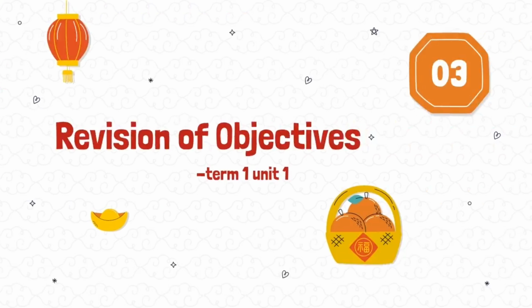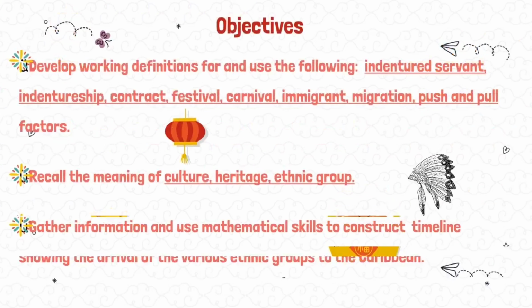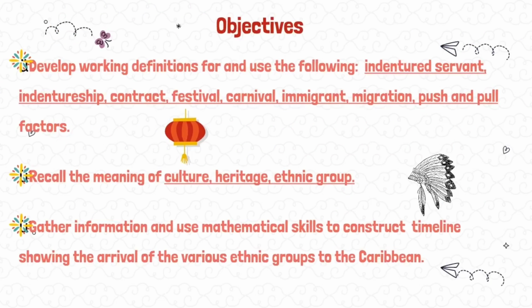Next, we will be looking at the objectives. Here's a tip. Objectives are what we use to set exams. First objective, you will need to recall and use the following correctly: indentureship, indentured servant, contract, festival, carnival, immigrant, migration, and push and pull factors. You will also need to recall the meaning of culture, heritage, and ethnic group.